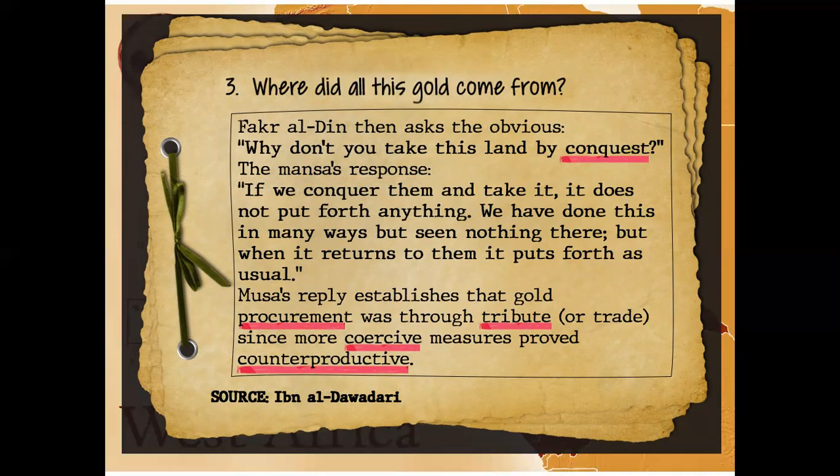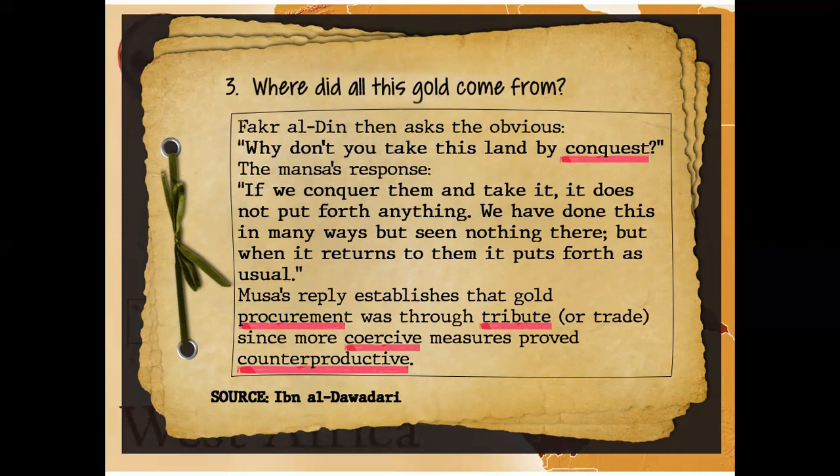All right, a lot to unpack here, right? So let's make sure that we're familiar with these terms. Procurement, gold procurement would be a way to obtain or gather gold. Take a look at your glossary to see what a tribute is. And we'll look at that a little bit closer in our final source as well.